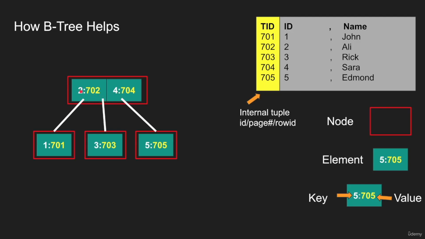So this root node has two elements, 2 and 4, right? Elements that are less than 2 go to the left of that element, right? These are the children. Child nodes between 2 and 4 go here. Child nodes greater than 4 go to the right, right? And that's why the trick is that it has to be m-1 for this to work.